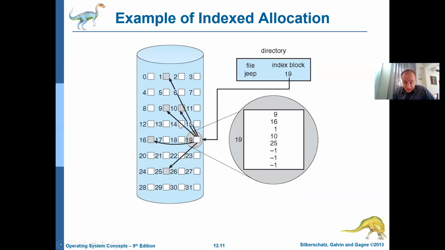The first one is 9, then 16, then 101, then 10, then 25, and then a whole lot of -1s because I didn't use that space yet. But it's there and available for me in the whole block. I got a whole block for locating other blocks. So in a sense, you can say, well, it wastes a block. That's true, kind of. It wastes a block.